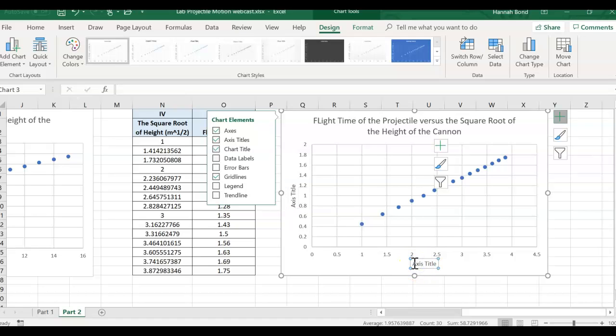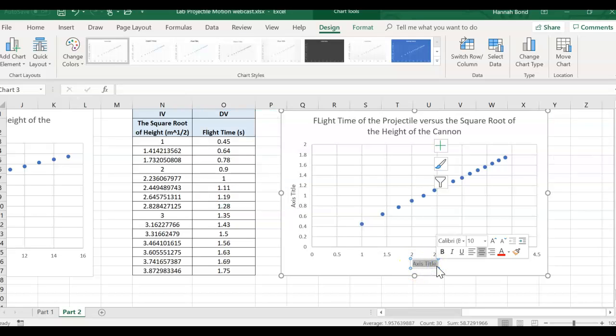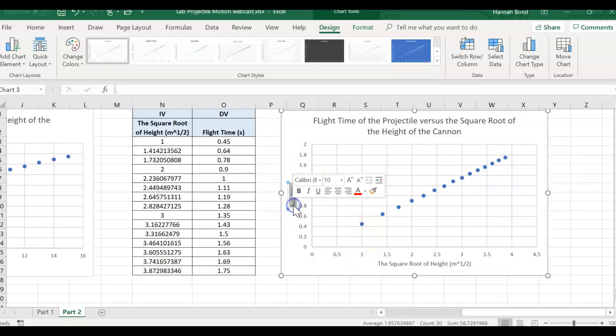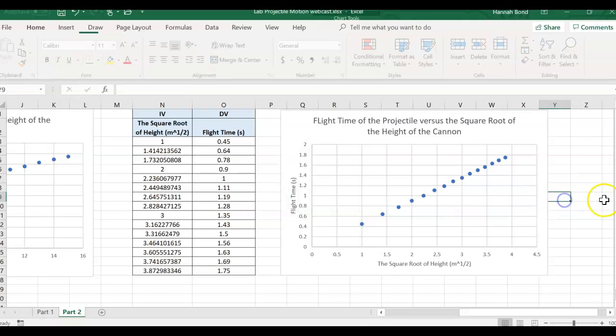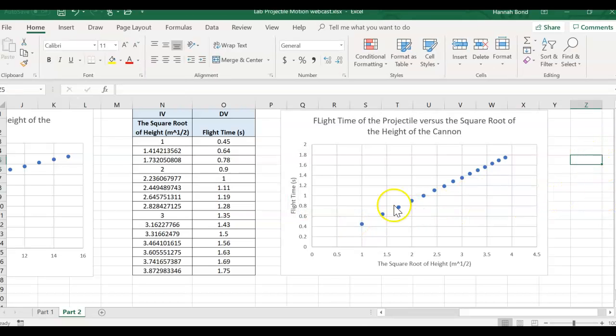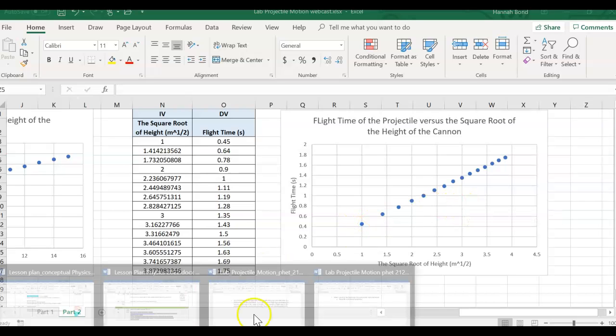So down here, my independent variable now is no longer height. Now it is the square root of height, and so that's in meters raised to the 1/2 power. And then my dependent variable is still flight time in seconds. Okay, so we have a very nice linear graph now, which is what we were trying to do.